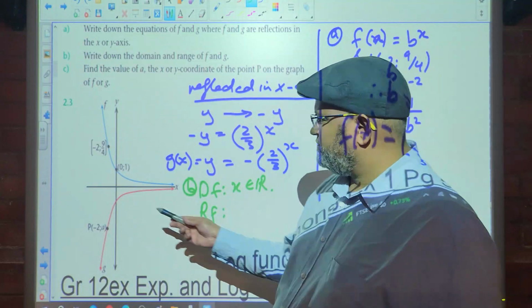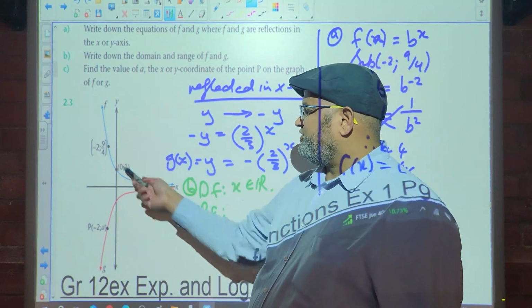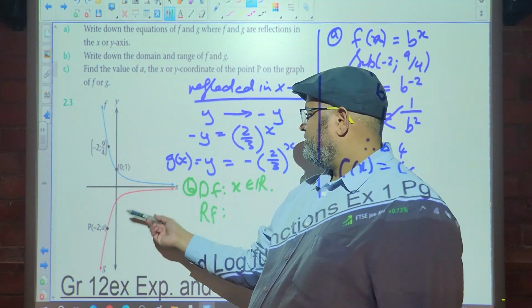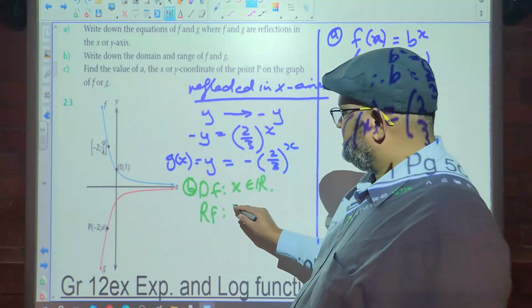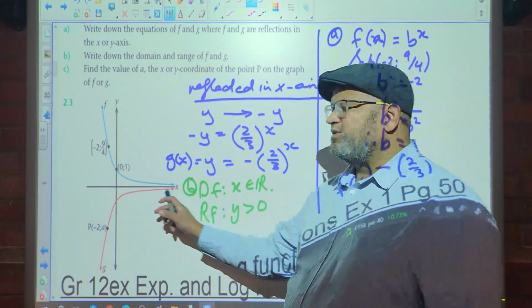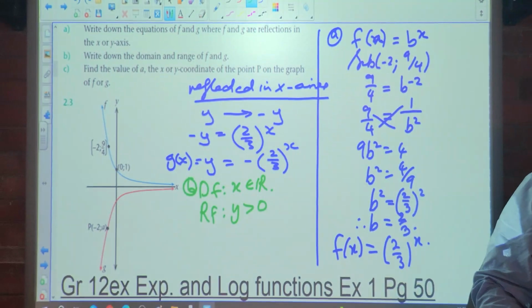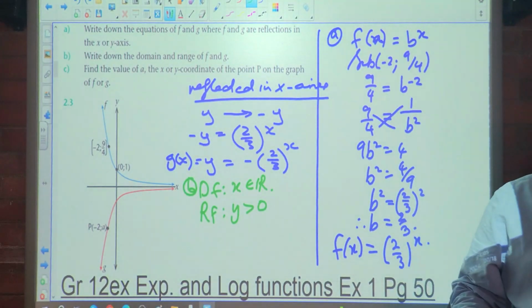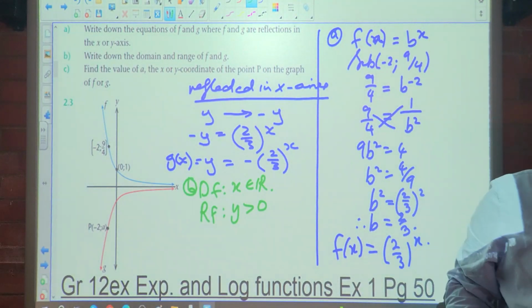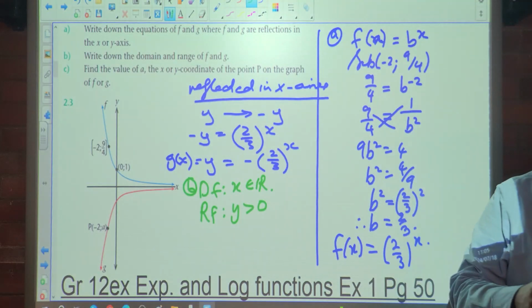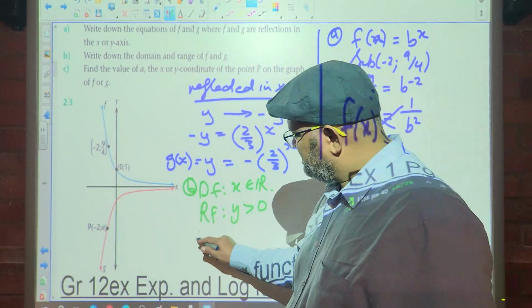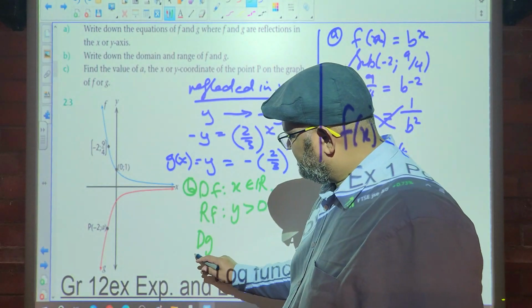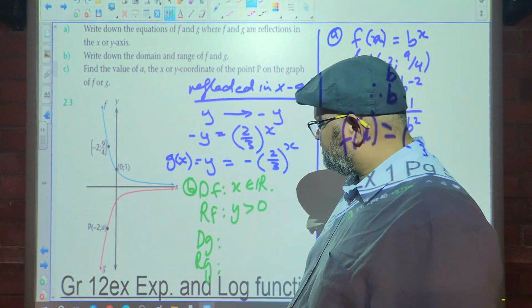Let's look at the range. Does this graph exist at negative infinity? The one in blue? No. Where does it start existing at? 0 onwards. So y is greater than 0. Can it be equal to 0? Why not? Because the graph never touches the axis, which is called an asymptote.